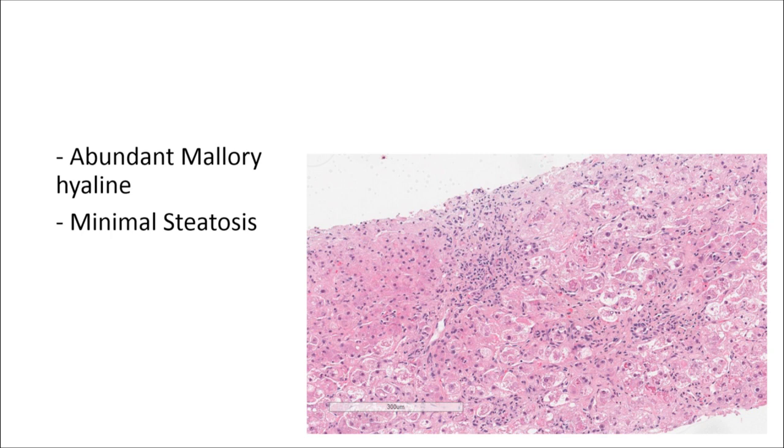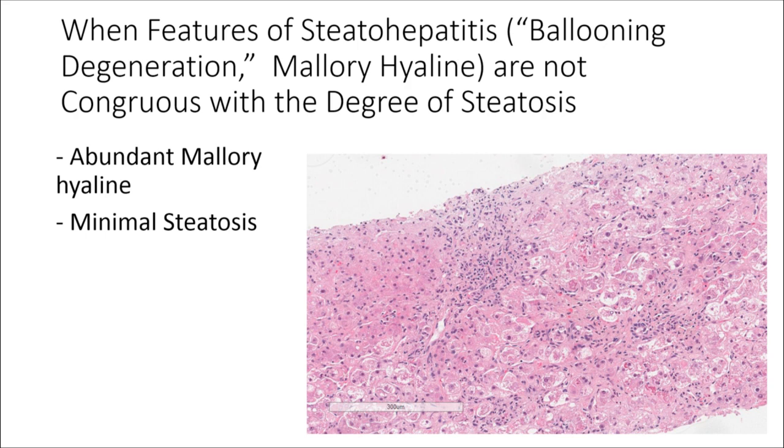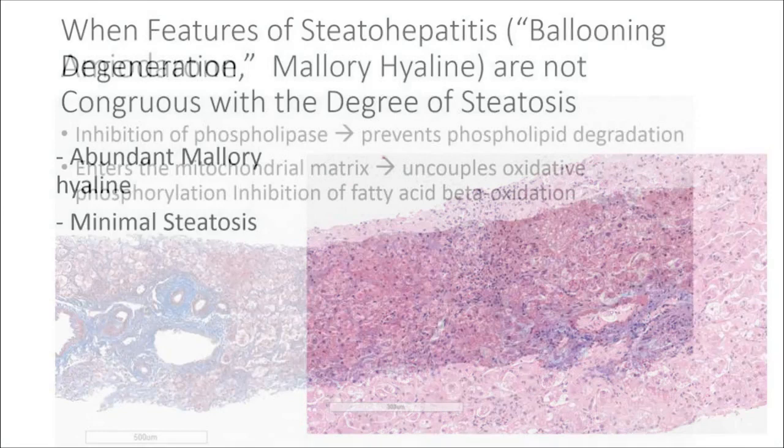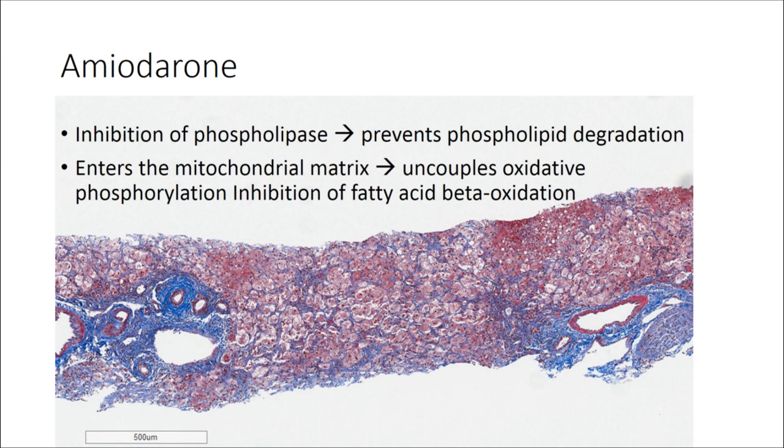And this again brings up the question, what do we do when you have a lot of ballooning degeneration, tons of Mallory hyaline, but really minimal to no steatosis? So in this particular case, especially when you see a lot of Mallory hyaline with little in the way of steatosis, I think of really a few things. And the thing that I would think of here is that, in point of fact, this patient had been taking amiodarone for a while.